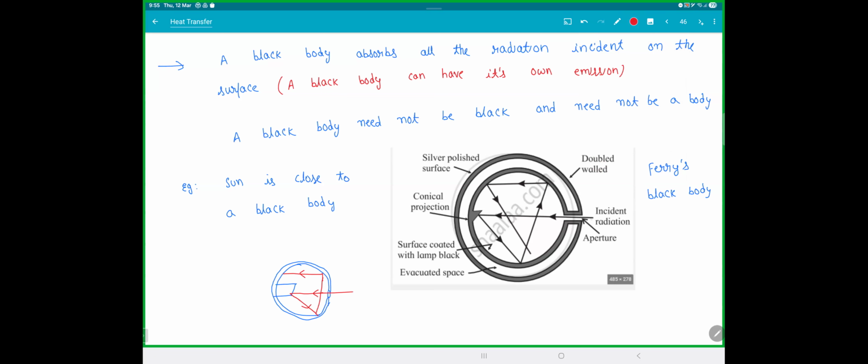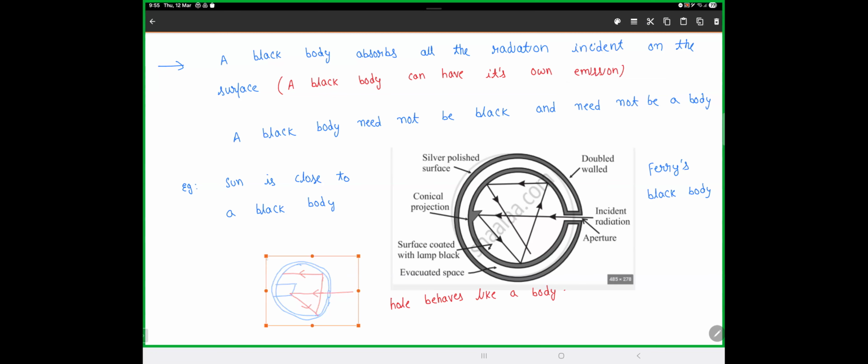So here the hole behaves like a black body. The body is not the black body. Just think about this. Whatever light falls into the hole will never come back, isn't it? So here the hole behaves like a black body. That's why I said it need not be a body. And these black bodies behave a little, meaning they look a little different.